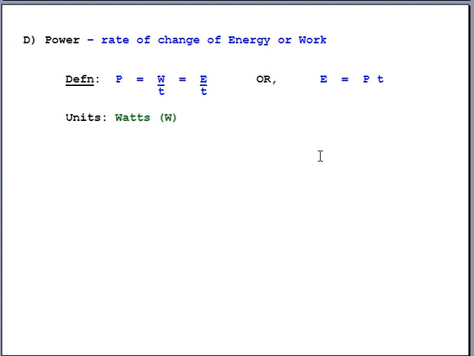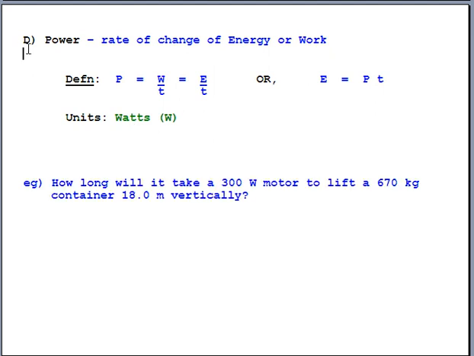The units are named after James Watt, so it's going to be a capital W when we talk about the power. One thing to be careful about, the abbreviation for the unit for power is also the abbreviation for the quantity work, but they're totally different things. One's a unit and one's a quantity, so we should be okay there.